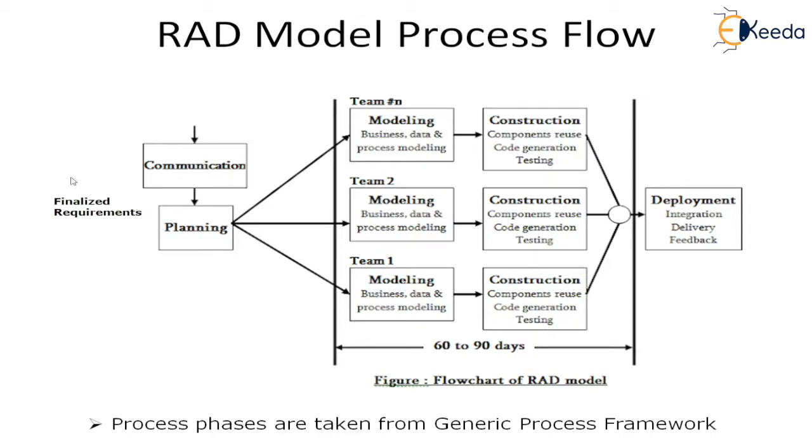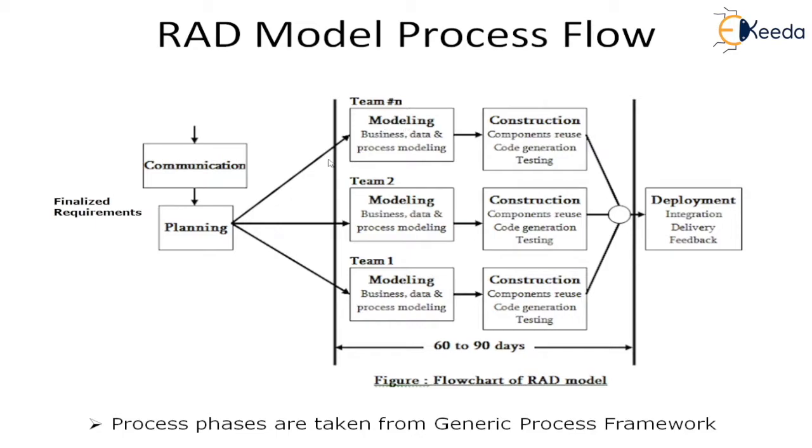So here, with the finalized requirement, we start with the first phase, the communication, which we have taken from the generic process framework. Then we go to the planning. The communication phase and the planning phase are done sequentially, and only once. At the planning phase, we are actually breaking the requirement into multiple modules, or components, or subsystems, and each of these is being worked on by a separate team. So we have team 1 here, team 2 here, and like that, team number n.